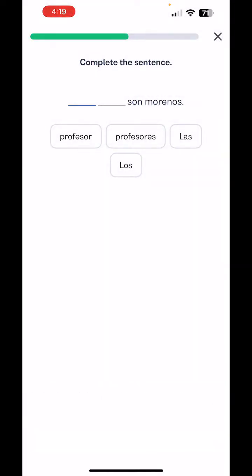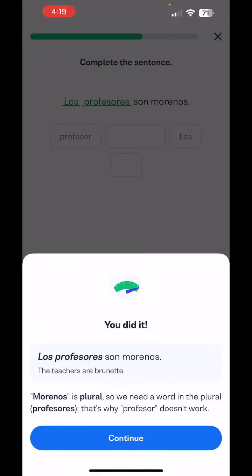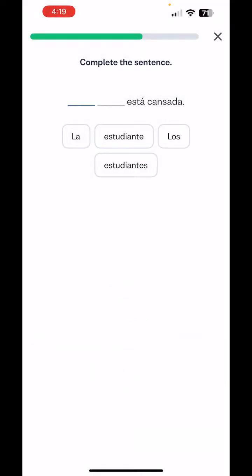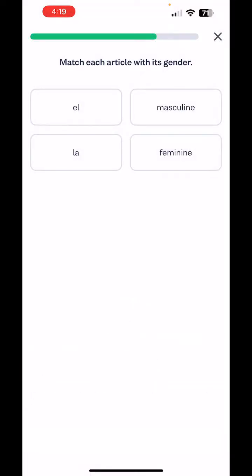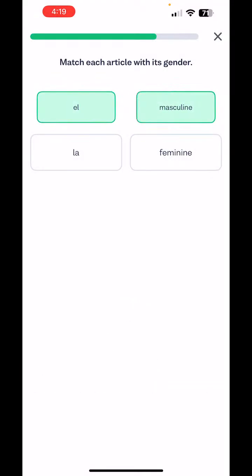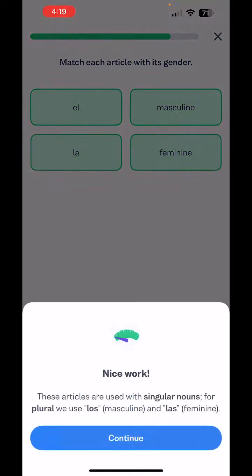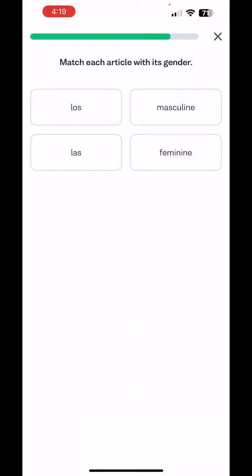Complete the sentence. Morenos. So let's see. We could say los profesores son morenos. The teachers are brunettes. Complete the sentence. Está casada. So we could say la estudiante está cansada. The student is tired. El is masculine, and we know that la is feminine. Okay, we have los, which is masculine, and we have las, which is feminine.